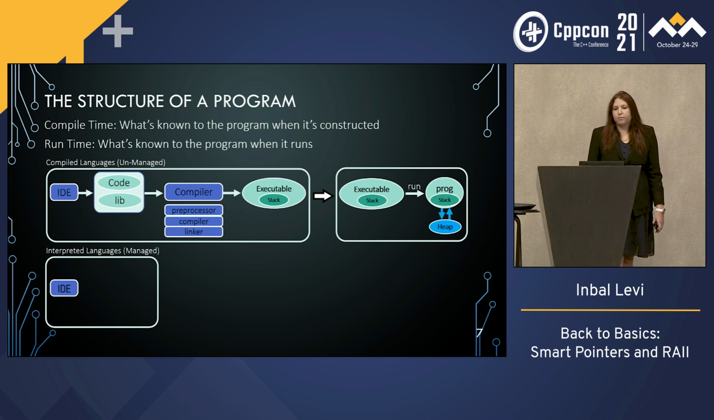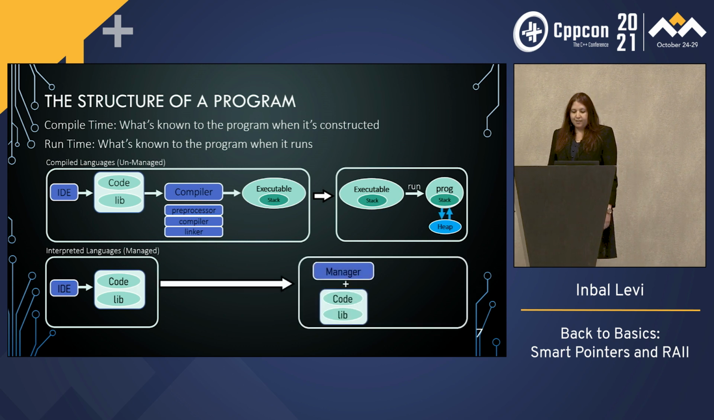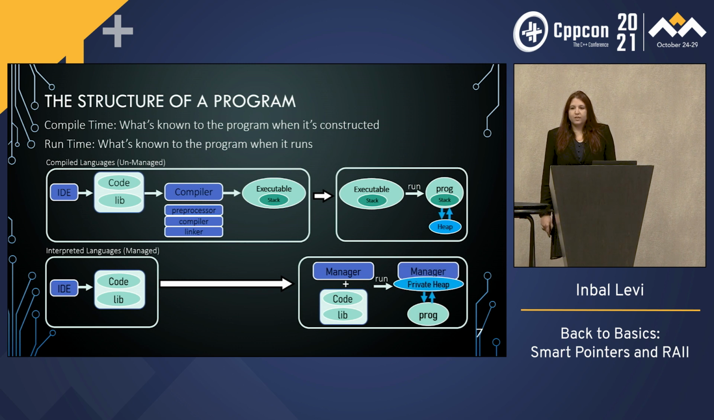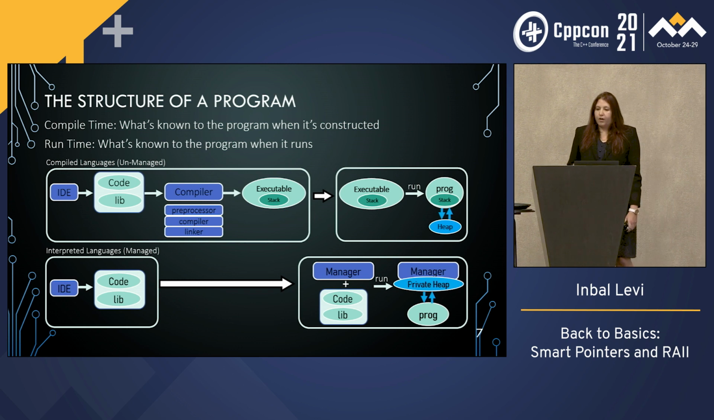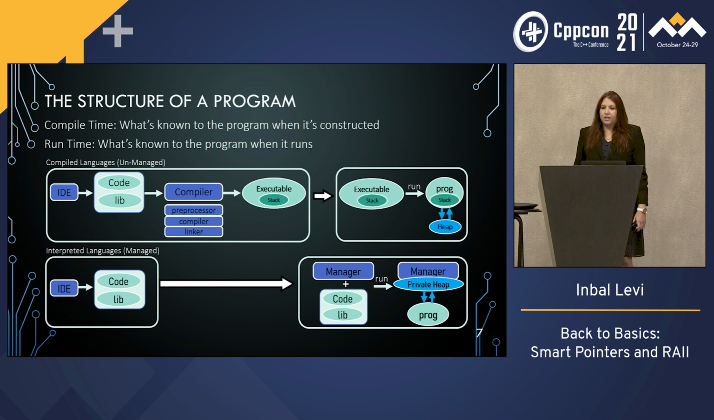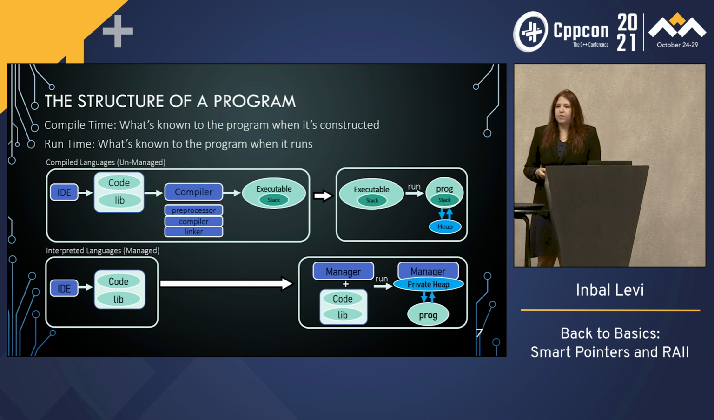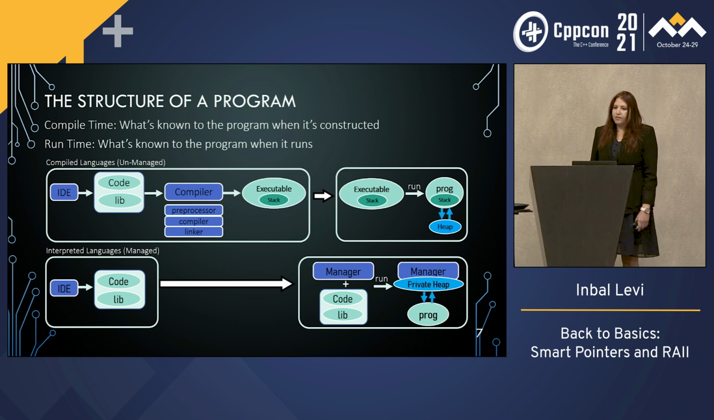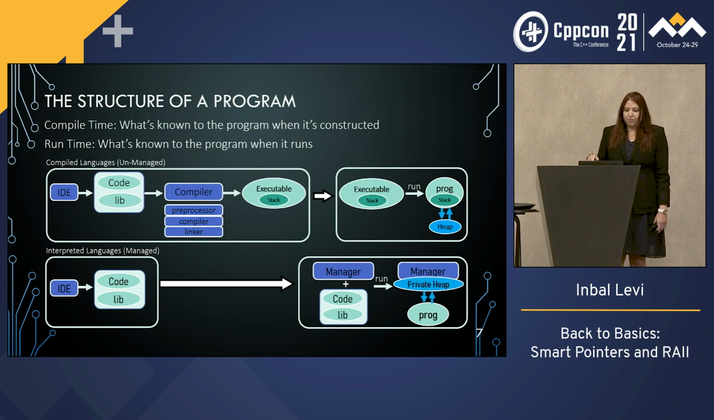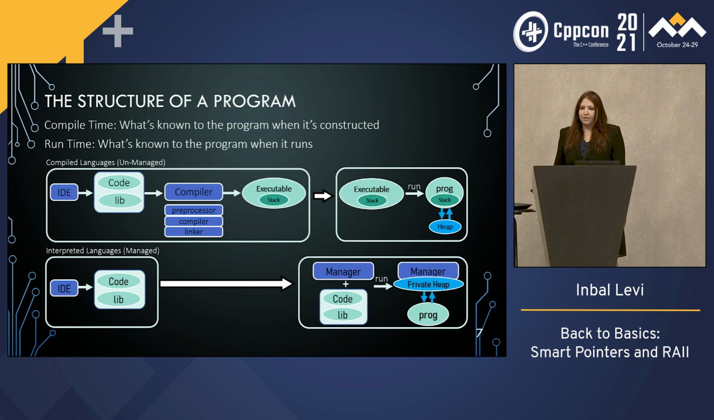In interpreted languages, which are managed, I get my IDE and my code. And sometimes I import my library. Then I move it to my target machine. But in order to run my program, I also need some kind of a manager. So the manager is responsible for, this is what happens in Python, for example, allocating a private heap. And then when the program needs some kind of additional memory, it goes and requests the manager for that. And once the program is done, the manager is the one that is responsible for giving the memory back to the operating system. So basically, to my eyes, smart pointers help us go from compiled language behavior to something closer to interpreted language behavior.